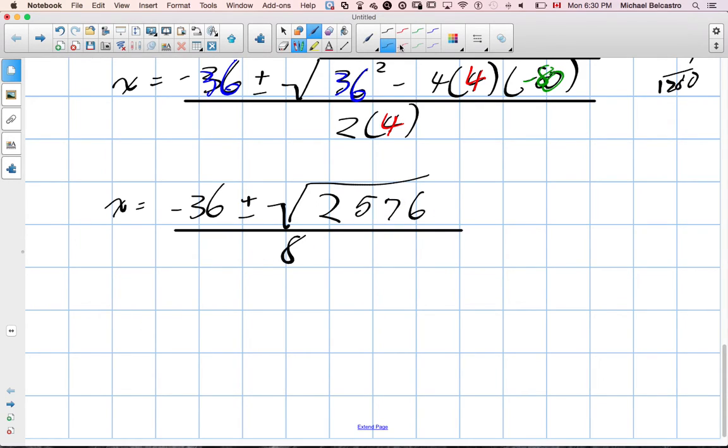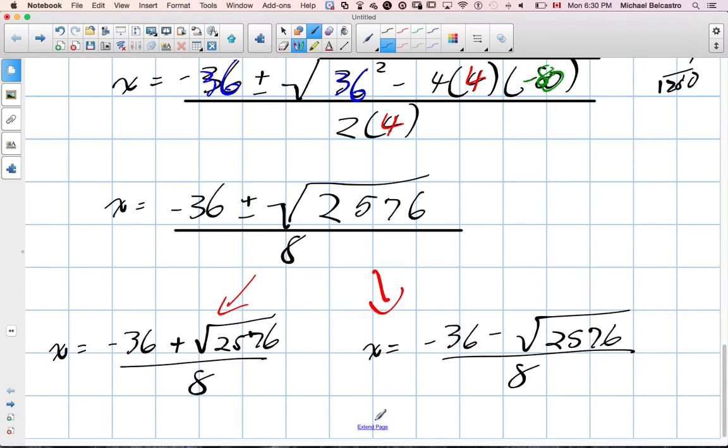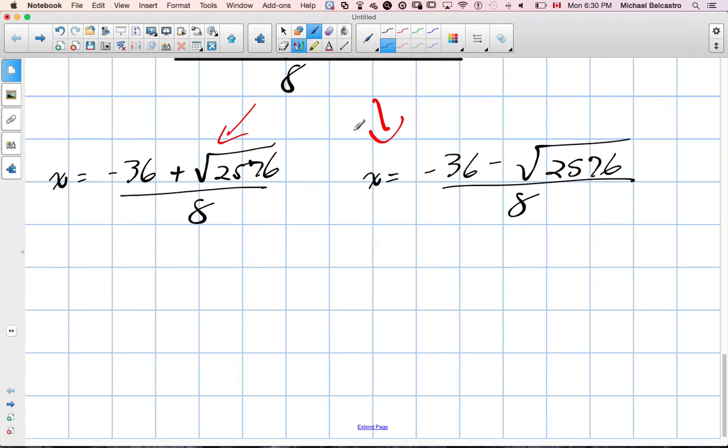So we can definitely turn this into a radical, but let's get a decimal value because I think that'll be better for us. At this point, we can split our equation, right? We're going to get 2 x values. x is equal to negative 36 plus the root of 2,576 over 8, and x is equal to negative 36 minus the root of 2,576 over 8. Okay, so we'll find out what those two values are.